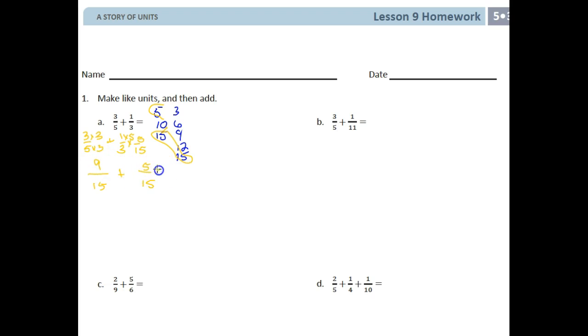9 plus 5 is equal to 14. 10 plus 5 would be 15, but this is 1 less than that because it's 9, not 10. So that's our answer right here, 14/15.